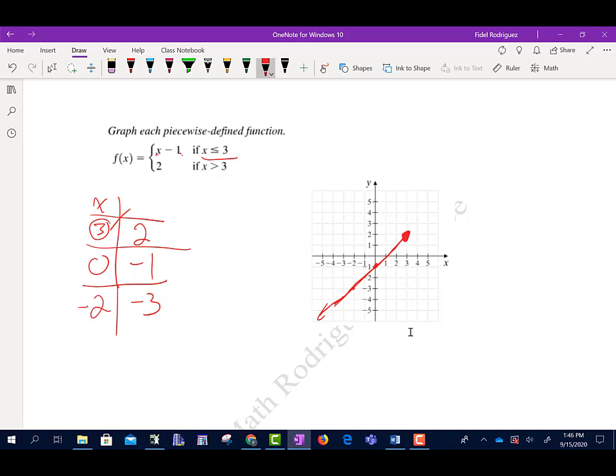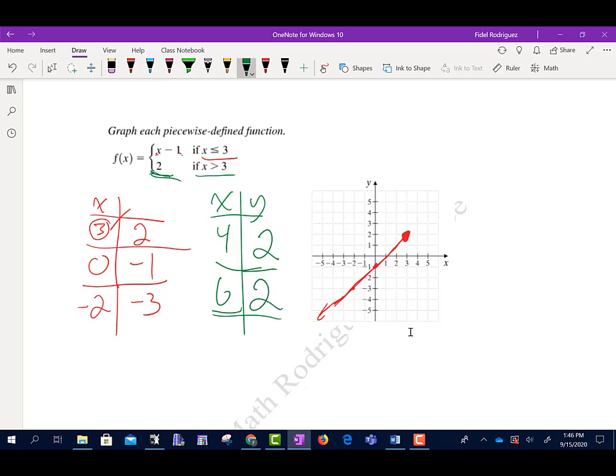Now I'm going to make a new table, x and y. And anytime I pick numbers that are bigger than 3, my y values are going to be defined by this function. So let's pick something like 4 and 6. I'm just going to pick a couple. So what is y? Y is 2. What is y? Y is 2, right? There's nowhere for me to plug in the x. So when x is 4, y is 2, and at 6, it's 2.